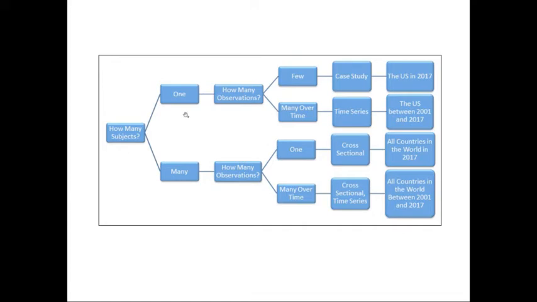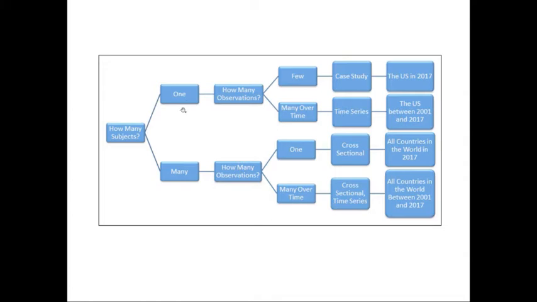If your variable only has one subject and you only have a few observations for that subject, then you have a case study. An example of this would be studying democracy in the U.S. in 2017. There would only be one subject, the U.S., with a couple of observations in 2017.